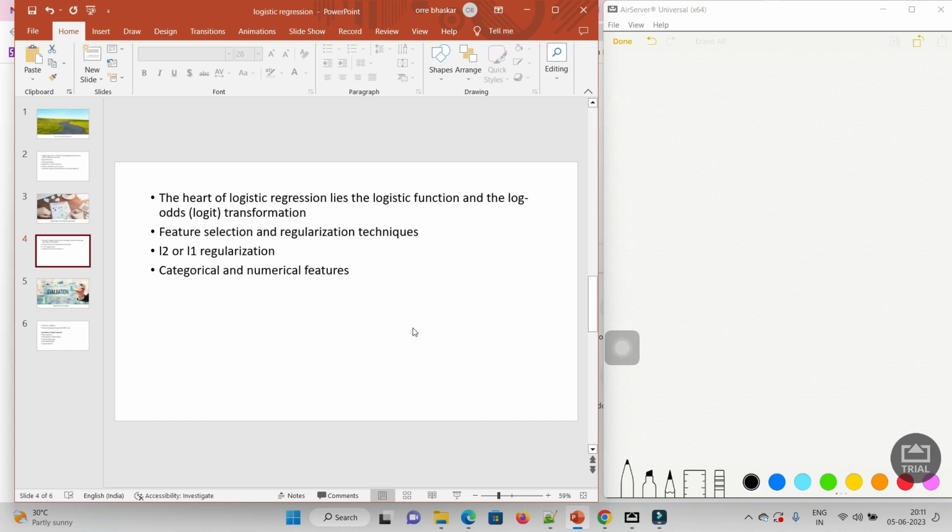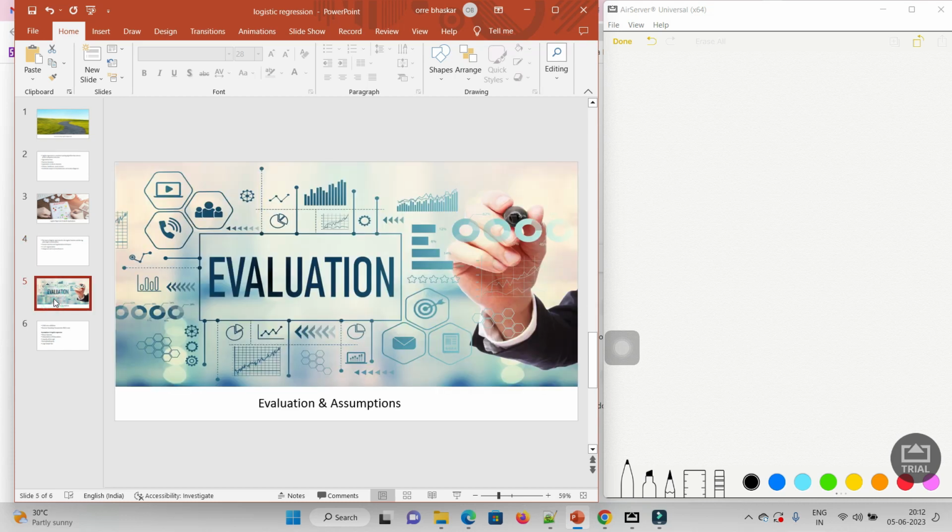Next, handling categorical and numerical features is another essential aspect of logistic regression. For categorical features, we convert them into numbers. Yes, computers only understand numbers and our models work only with numbers. Remember, in machine learning, AI, data science, deep learning, and any model, everything works in numbers. So if you have a categorical feature, what will you do? Convert them into numbers. Got it? Yes. Let's move on to the next section, evaluation and assumptions.